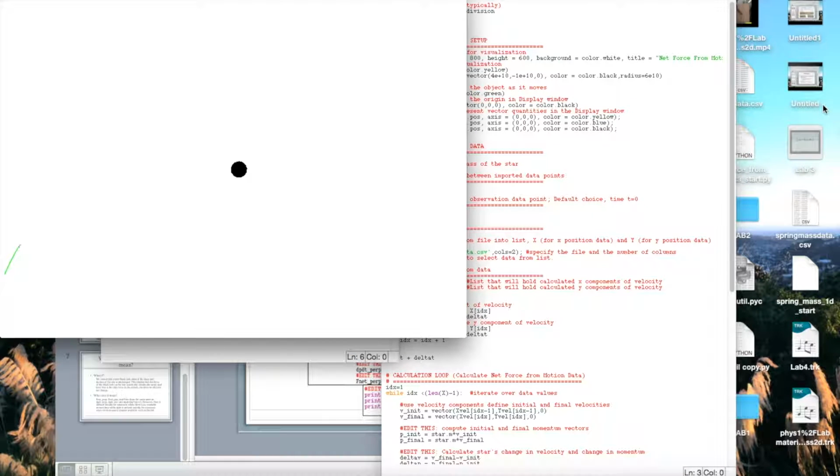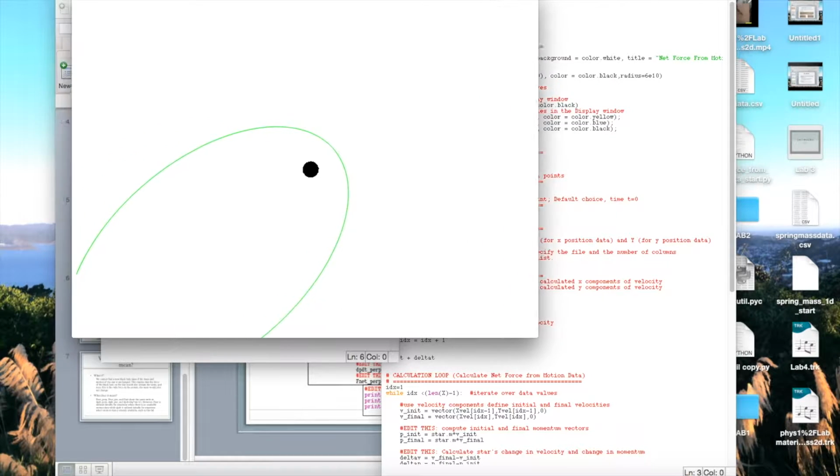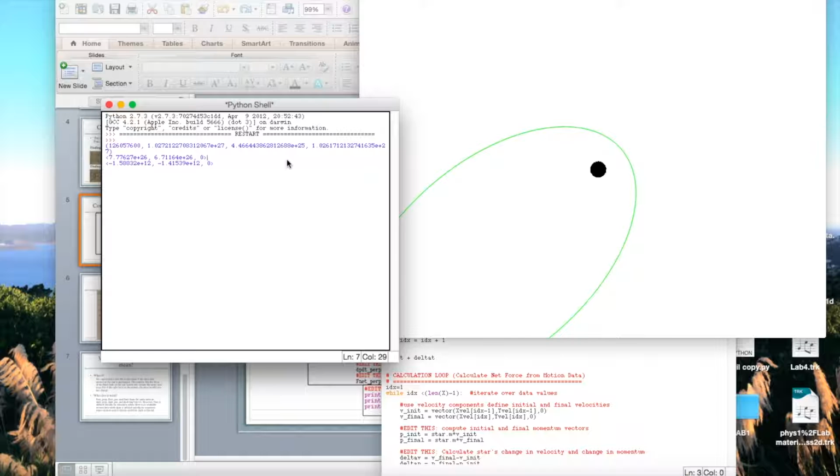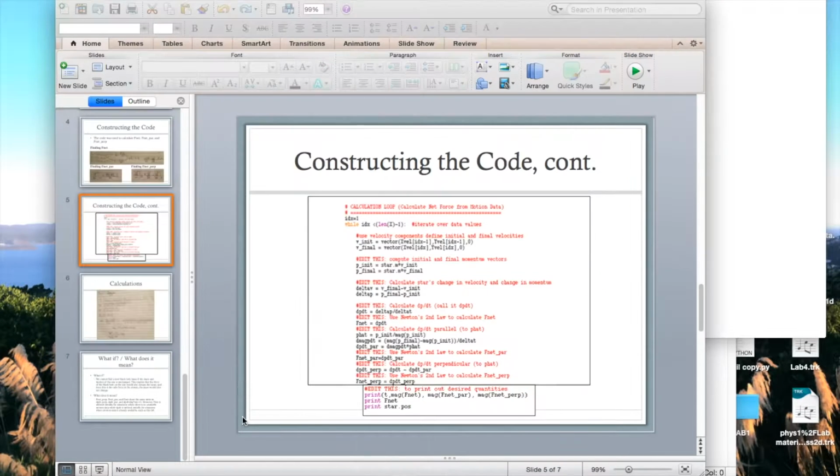Here's the code. As we can see, there are 3 arrows. The yellow arrow represents the net force, the blue arrow represents the perpendicular net force, and the black arrow represents the parallel net force. So we get the overall net force, 1.0272 e to the 27th, which we'll use in our calculation.